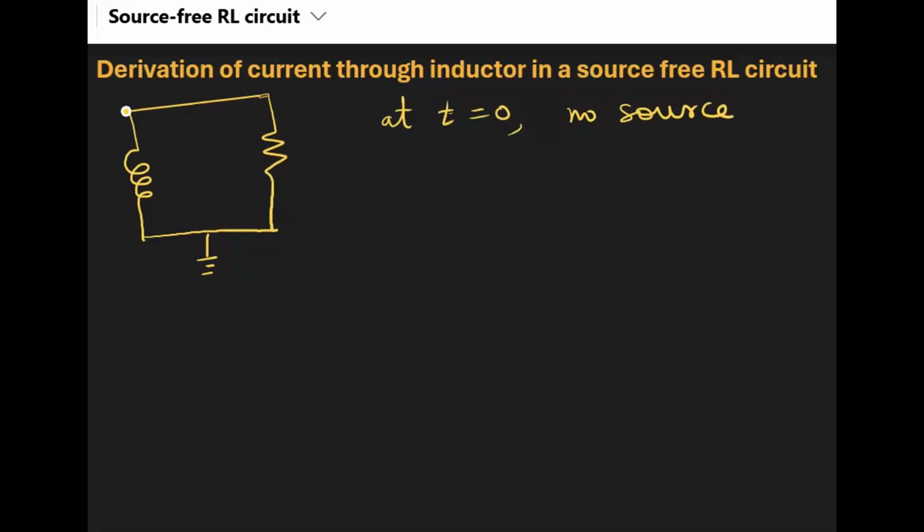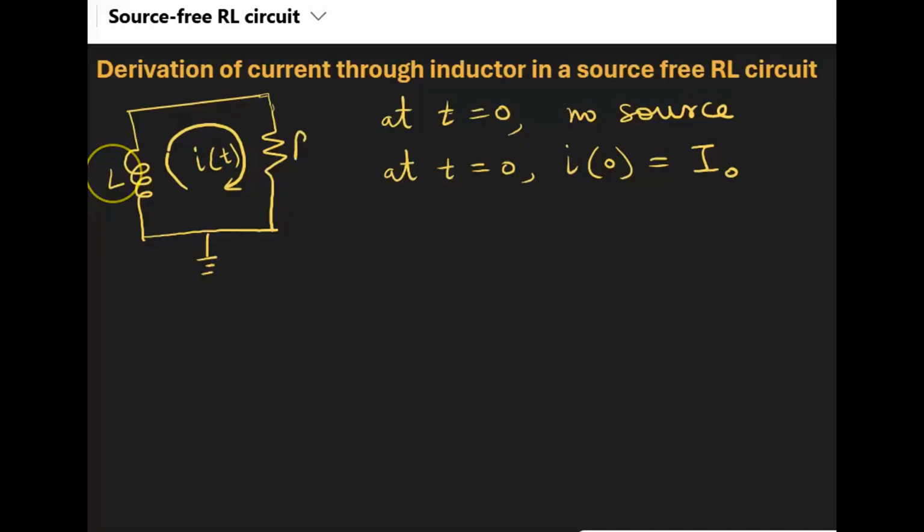at t less than 0 there was some source, and due to that there is a current through the inductor in the circuit. So the circuit at t equals 0, when there is no source, will be driven by the initial value of current in the circuit at t equals 0. This is the inductor and this is the resistor R.